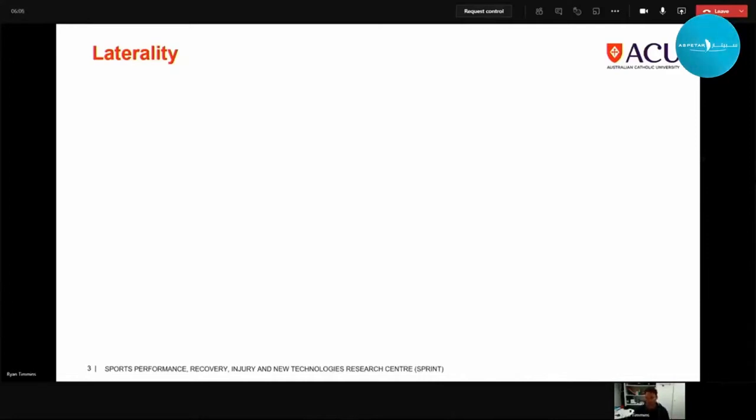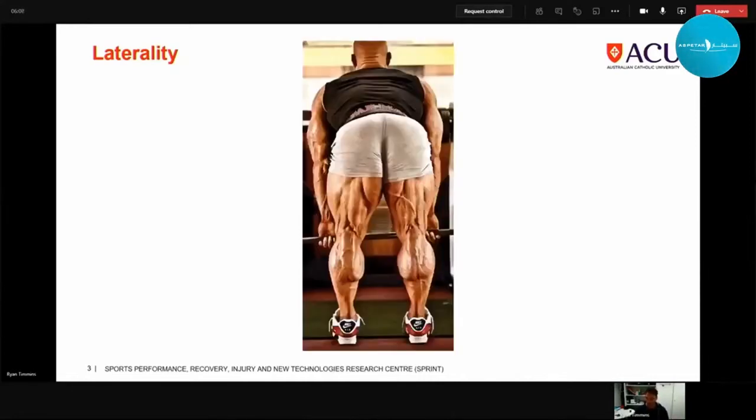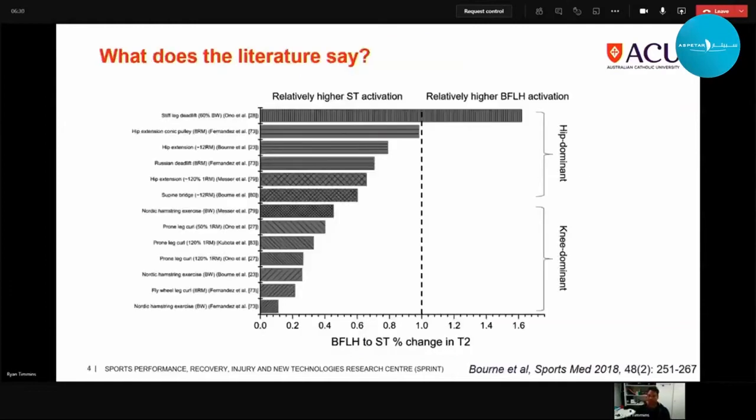When I speak about laterality, we're looking at the hamstrings here, and we're comparing exercises that might recruit, say, more so the lateral hamstrings or the medial hamstrings. So there's a balance between, say, one exercise obviously recruiting a range of the hamstrings, but is one more medially or laterally biased in its recruitment? So this concept of laterality. So what does the literature say about exercises and their ability to recruit between the medial and lateral hamstring?